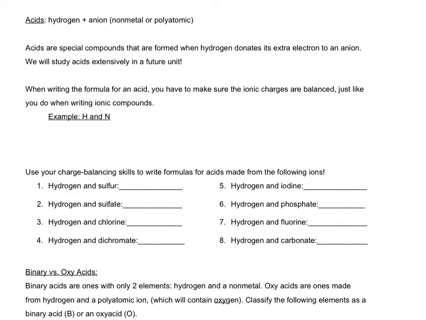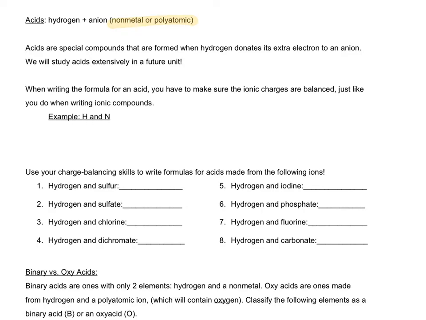Welcome back, guys. Today we're talking about acids and bases, two of our favorite things. You already should know that acids are compounds that start with hydrogen, followed by an anion. An anion could be either a nonmetal or a polyatomic. Either one works. They are special. We're going to be working with them in great detail in a much later unit, but today we're just going to learn how to write their formulas and how to name them.